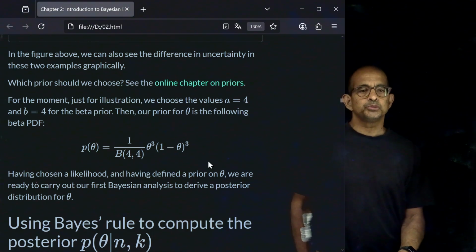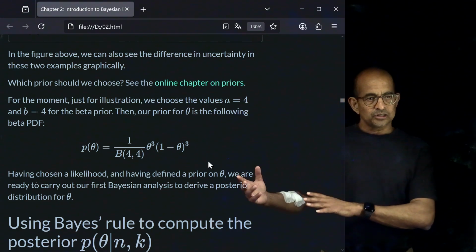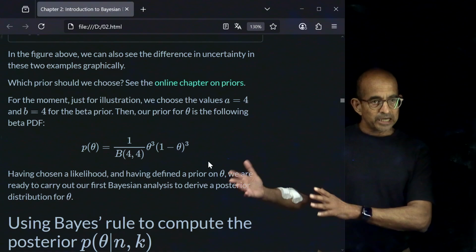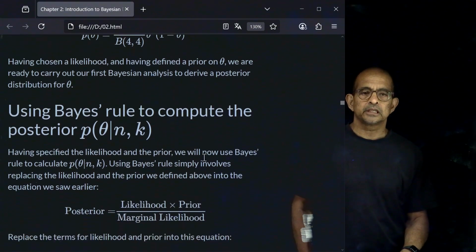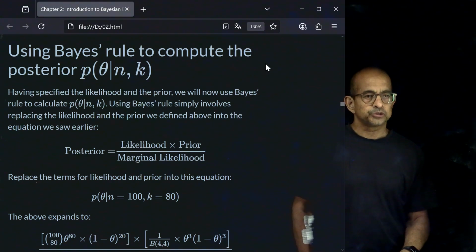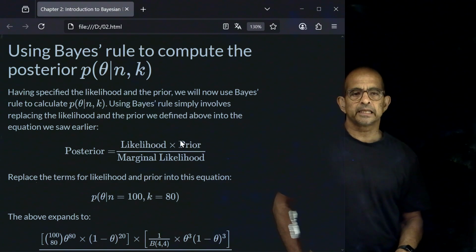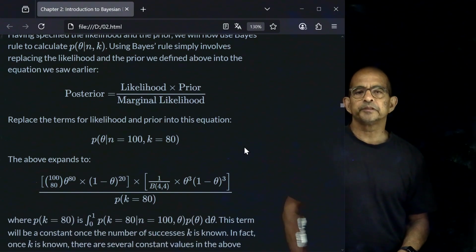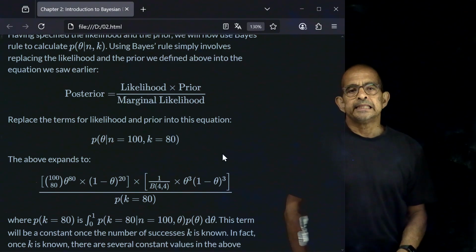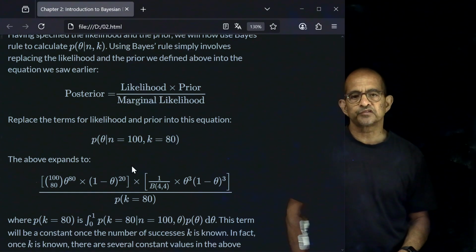So let's now use this prior alongside the likelihood, the binomial likelihood that we have for the data. Okay, let's take a look at how this will work. So that's what I'm going to talk about next. We are now going to just apply Bayes' rule to multiply the likelihood and prior. Okay? And of course I'll talk about the marginal likelihood in a minute. So let's replace in this equation, this is of course written in English, but I'm just going to translate it into the mathematical forms in a moment.